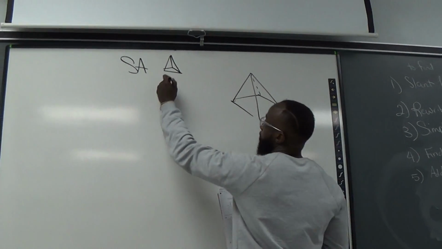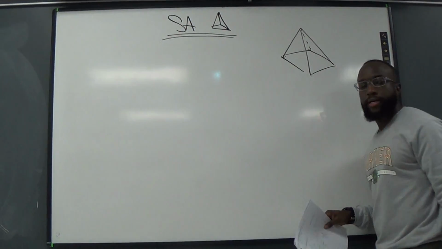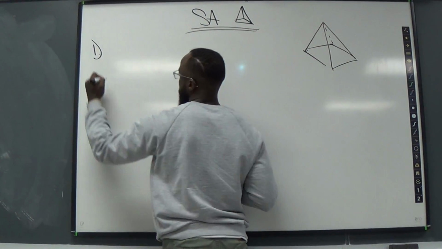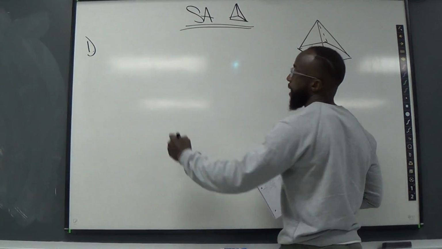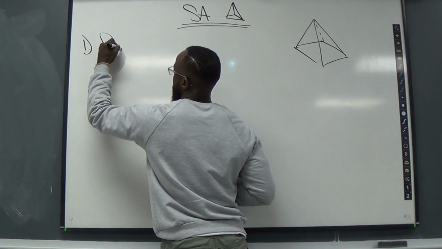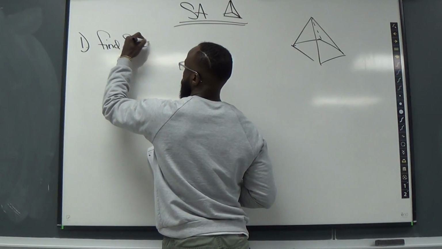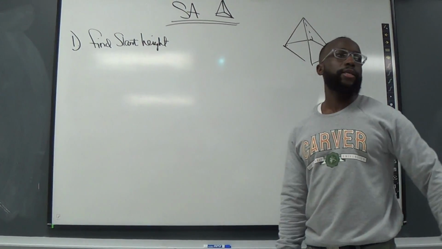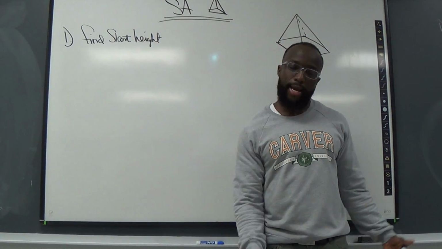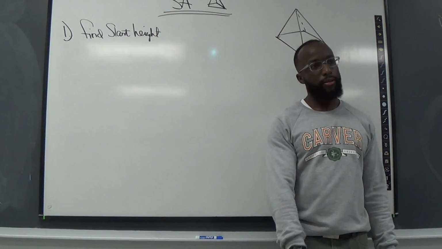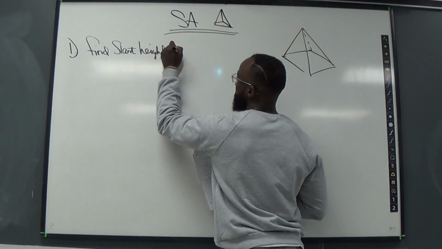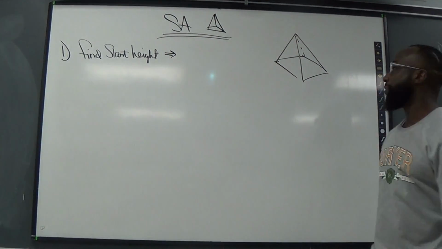Now, in order to find the surface area of a pyramid, here are your steps. First thing you've got to do is find the slant height. Ask me how you find the slant height. Hey, I'm glad you asked. In order to find the slant height, you use the Pythagorean theorem, just like you did with cones.